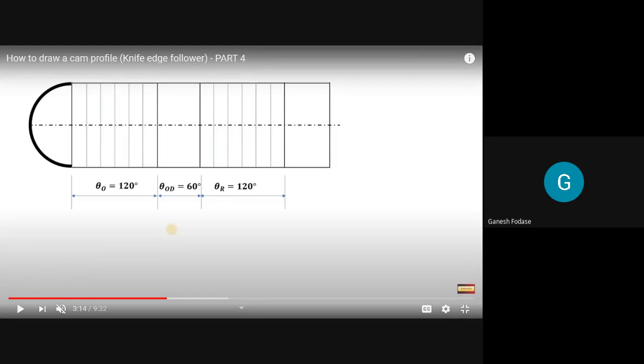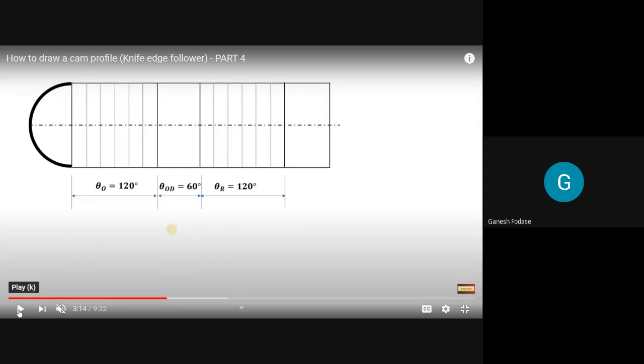Remember, this procedure is only for SHM. So when the motion is SHM, then on the y-axis, draw a semicircle with diameter equal to the follower displacement. In this case, it is 6 centimeter. So half of the height, 3 centimeter in this case, is the center. Take this point as the center and draw a semicircle of diameter equal to 6 centimeter.